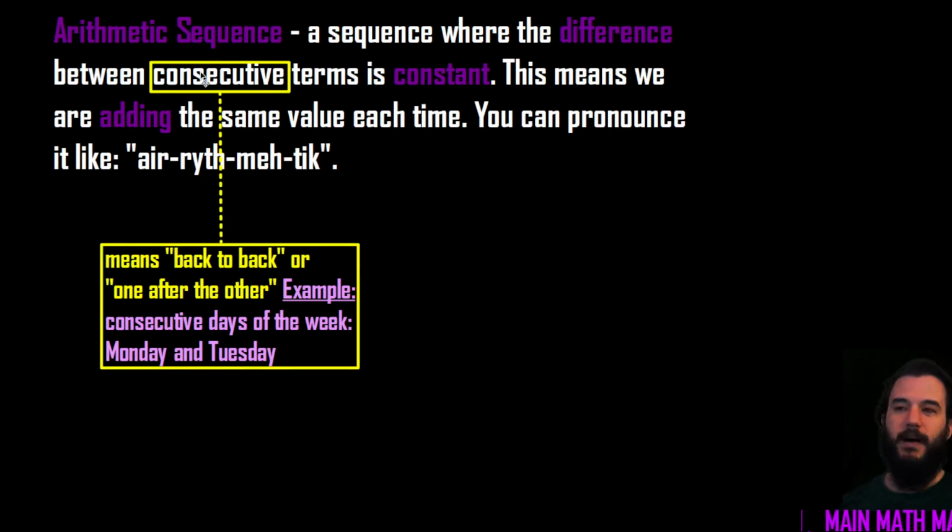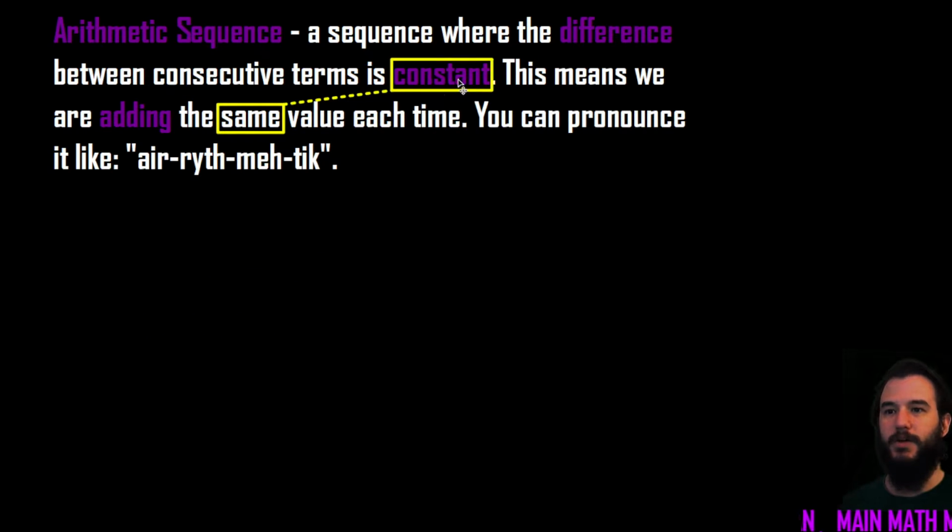Also, I want to define what the word consecutive means. Again, that means back to back or one after the other. An example would be consecutive days of the week. So 2 consecutive days of the week would be Monday and Tuesday, or Friday, Saturday. And then also, as a reminder, the word constant just means the same. So when we're thinking of a constant rate of change, it's going to be the same value each time.